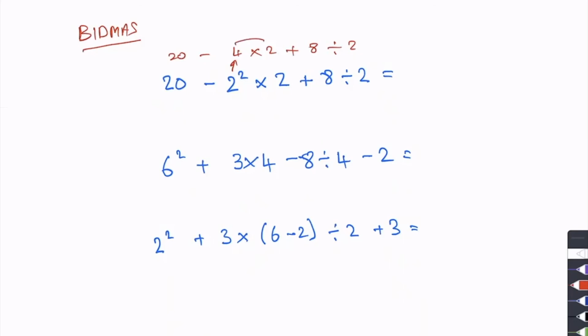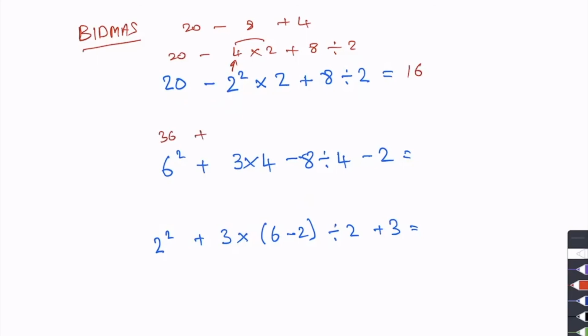Well, 4 times 2 is 8. So 20 minus 8 plus, well, 8 divided by 2 is 4. So there's 20 minus 8, which is 12. 12 plus 4 gives you 16. How did you do on that one? Okay. Let's have a look at the next one. We can see indices. So that's 36.